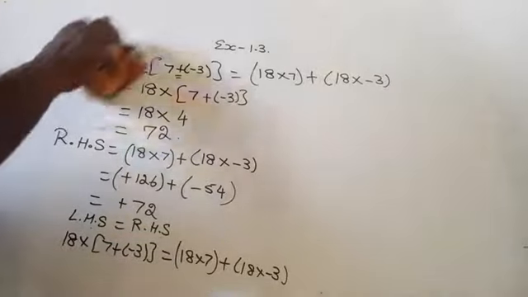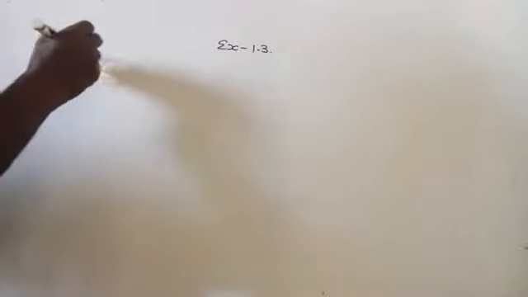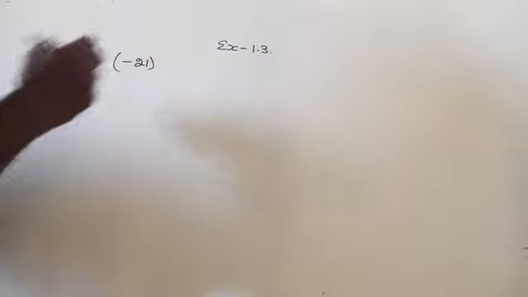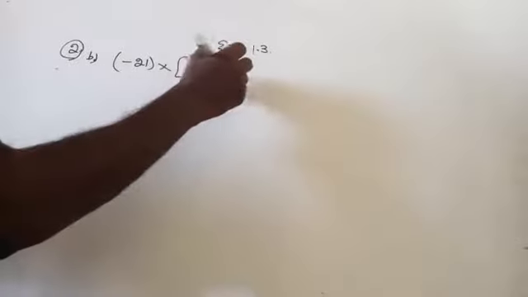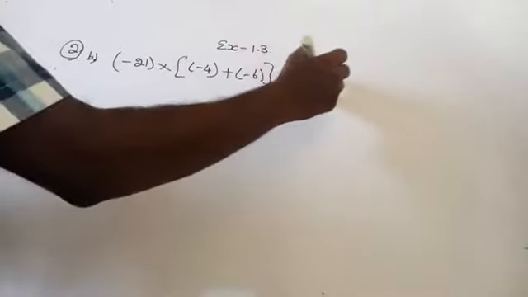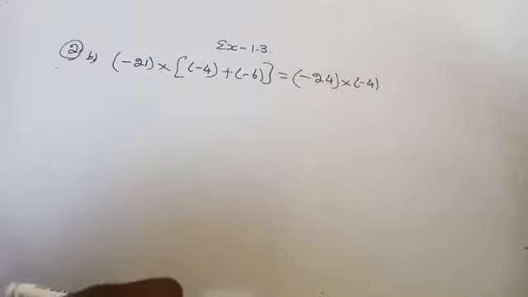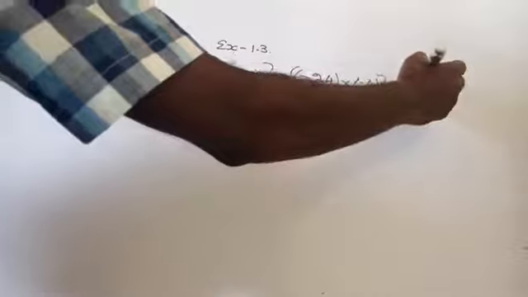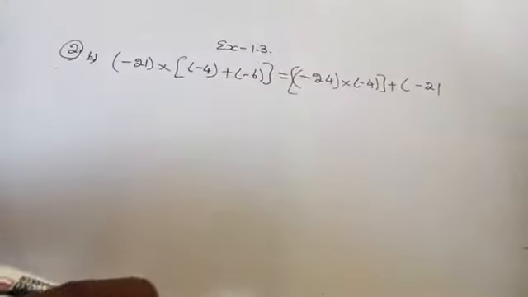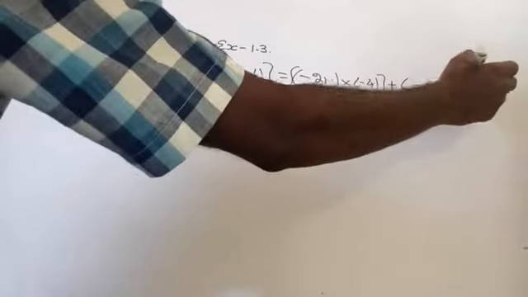minus 21, the second question, second part. Minus 21 into (minus 4 plus minus 6) equals minus 21 into minus 4 plus minus 21 into minus 6. Sorry, it is not 24, it's 21.